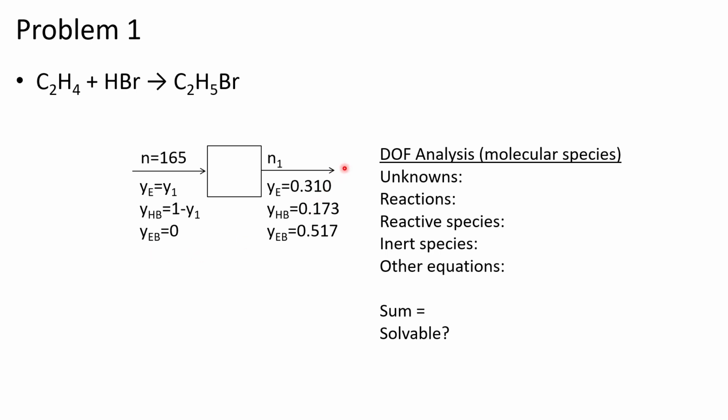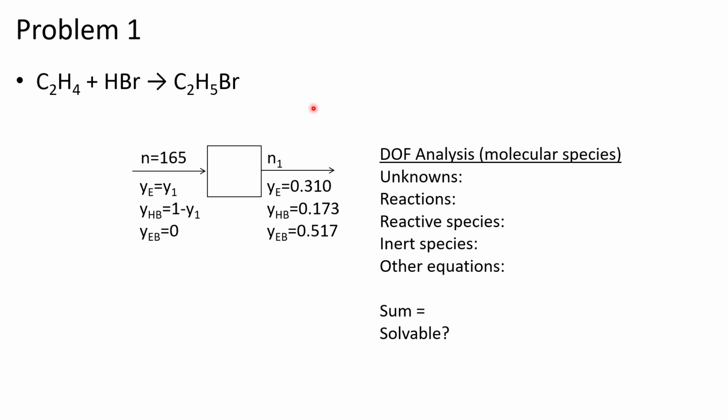The product composition we're given that the ethylene composition is 0.31 mole fraction. The hydrogen bromide mole fraction is 0.173, and finally the ethyl bromide mole fraction is 0.517. So we form a significant amount of the ethyl bromide in this reactor. We don't know the molar flow rate of the product coming out. That's something we'll determine by writing mass balances.